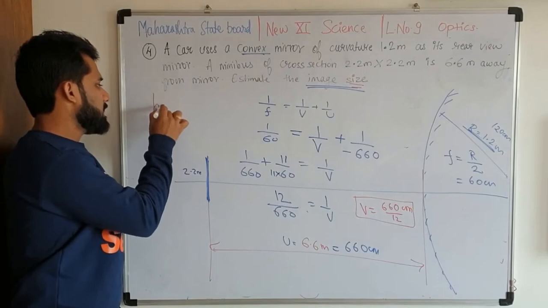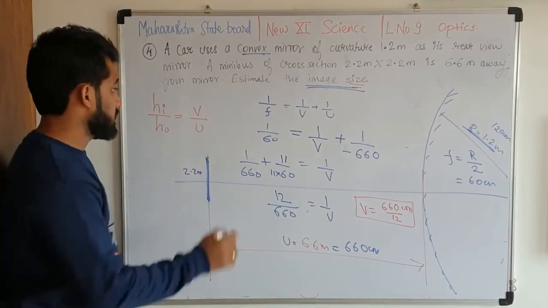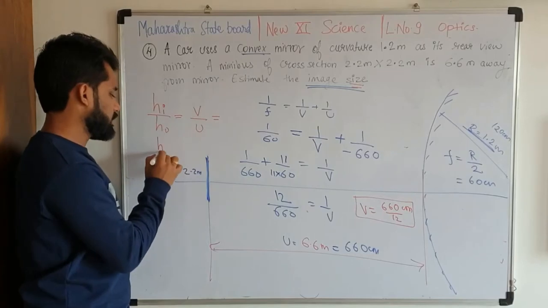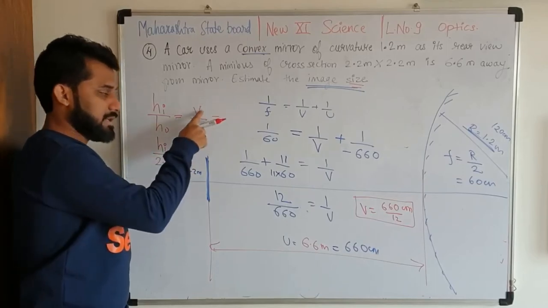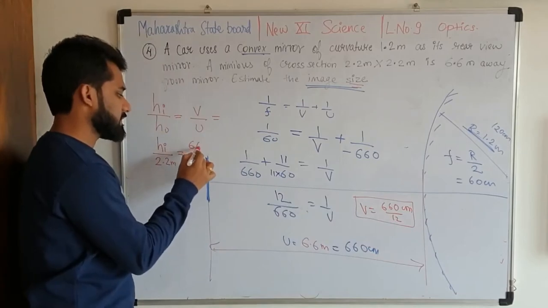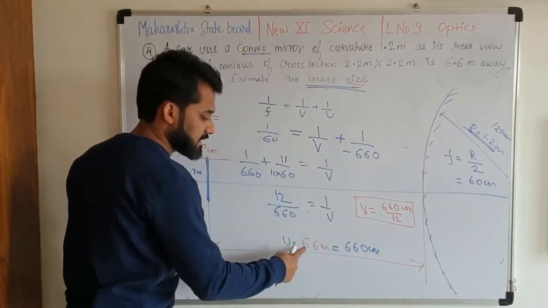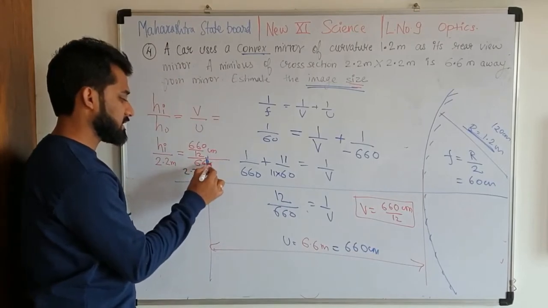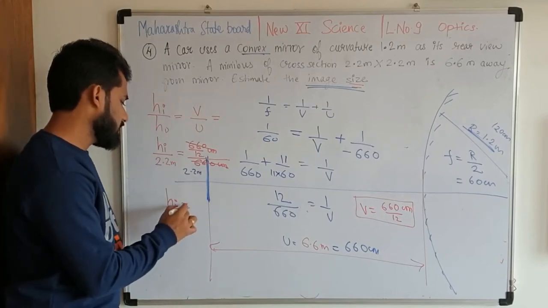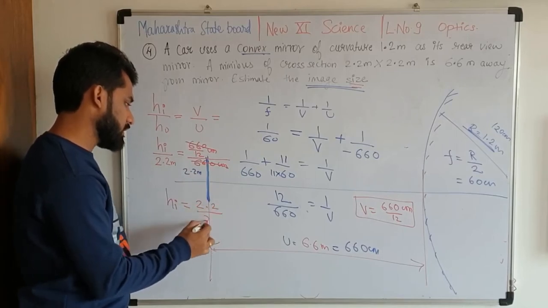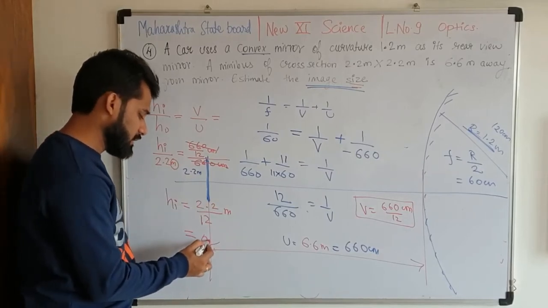You know that height of image upon height of object is image location, image position upon object position. That is equal to height of image, we don't know. But height of object, we know it is 2.2 meters, is equal to image location we have calculated, it is 660 by 12 centimeters divided by object ka location was already given 6.6 meters, which is 660 centimeters. So 660 centimeters will cancel. Height of image will be 2.2 upon 12, meter unit will remain same. And if I divide this, it comes out to be 0.